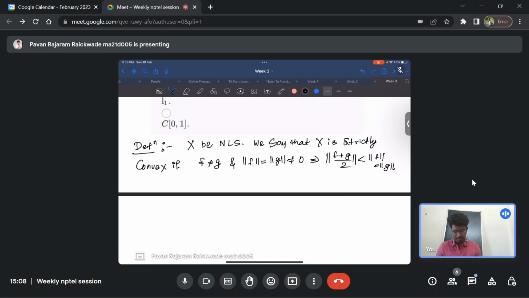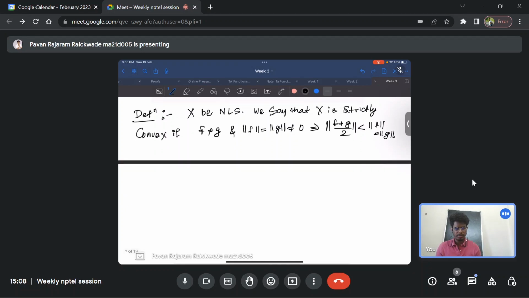There is an alternative definition also. Both are equivalent. You can try to prove that. Here we don't have any restriction on the norms of f and g. But equivalently, we can say that you can just check for norm one. If that satisfies, then the definition also works.